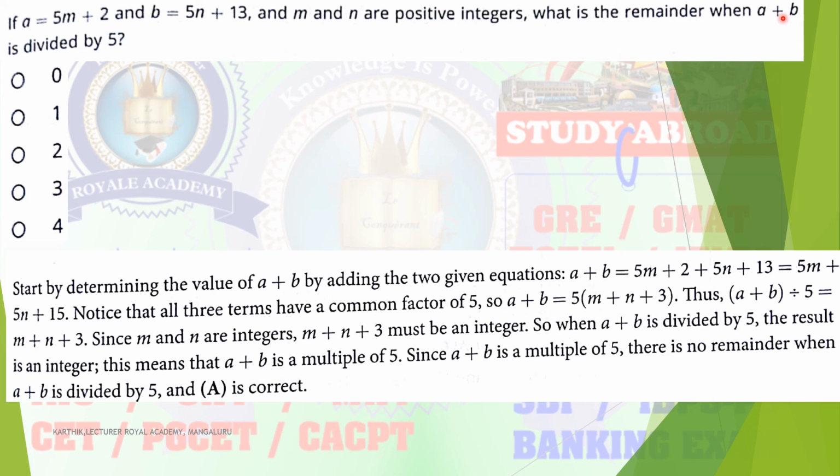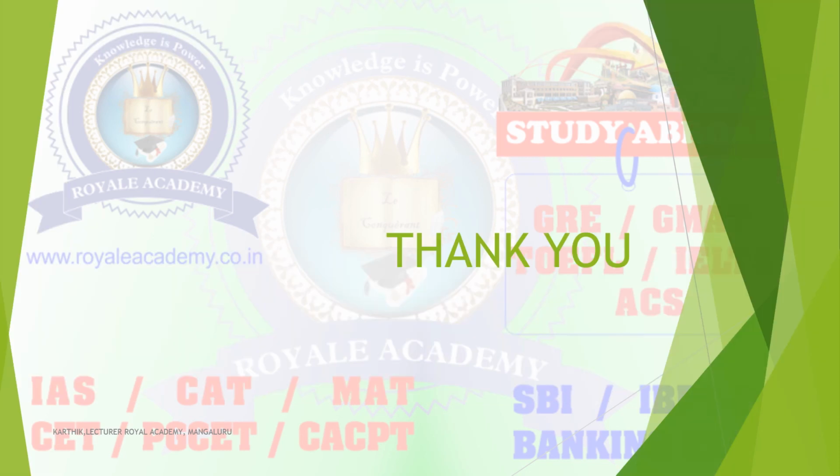So what is the remainder? Here there is no remainder, it is exactly divisible. A plus b is exactly divisible by 5, so there is no remainder here. The answer is 0, so option A is the correct answer. Why? Because a plus b is exactly divisible by 5, so there is no remainder, and you will get the integer only, since m and n are positive integers, plus 3 gives an integer only. So answer A is the correct answer.